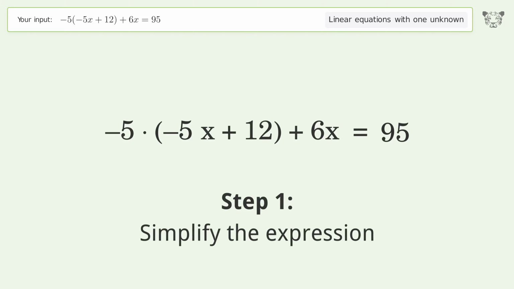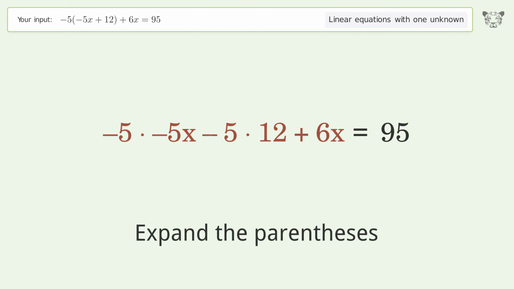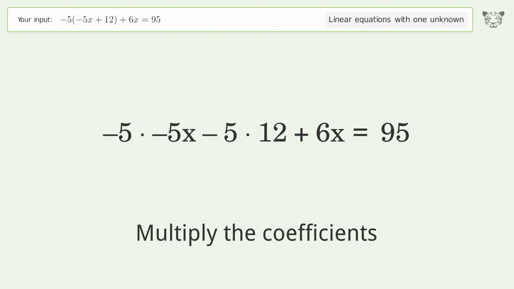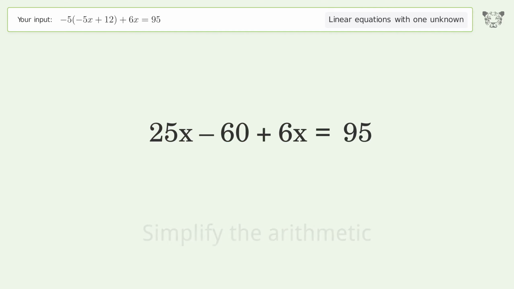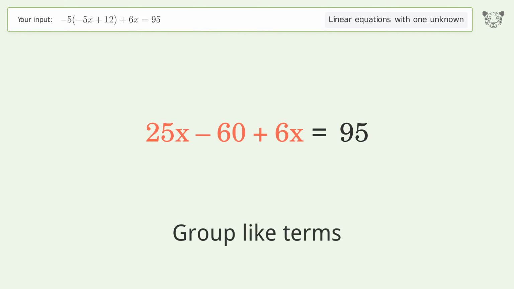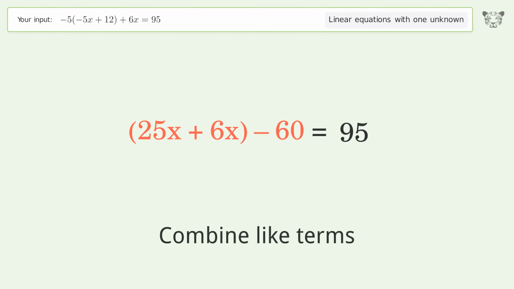Simplify the expression. Expand the parentheses. Multiply the coefficients. Simplify the arithmetic. Group like terms. Combine like terms.